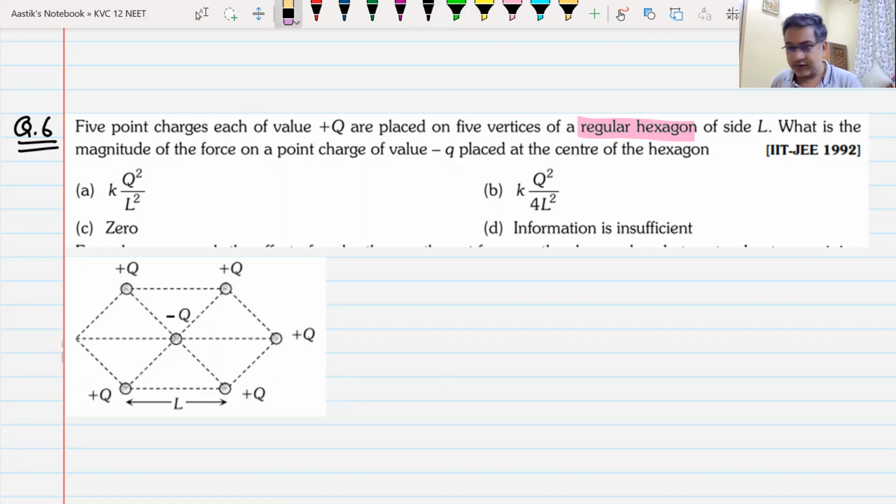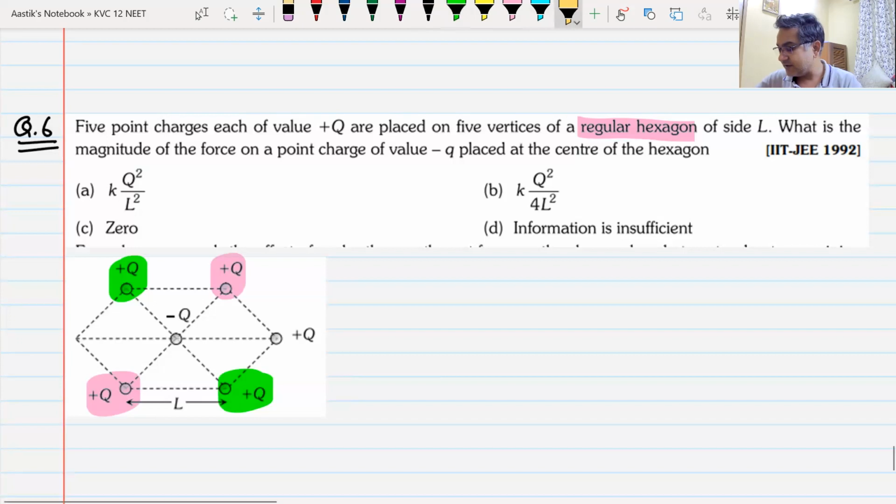It is not here. Now, how are you going to get the answer? See, you look at the symmetry of the diagram. Whatever force this charge will create on the central charge, this charge will negate. They will cancel each other out. Yes or no? Whatever force this green charge will create, this green charge will cancel out that force.